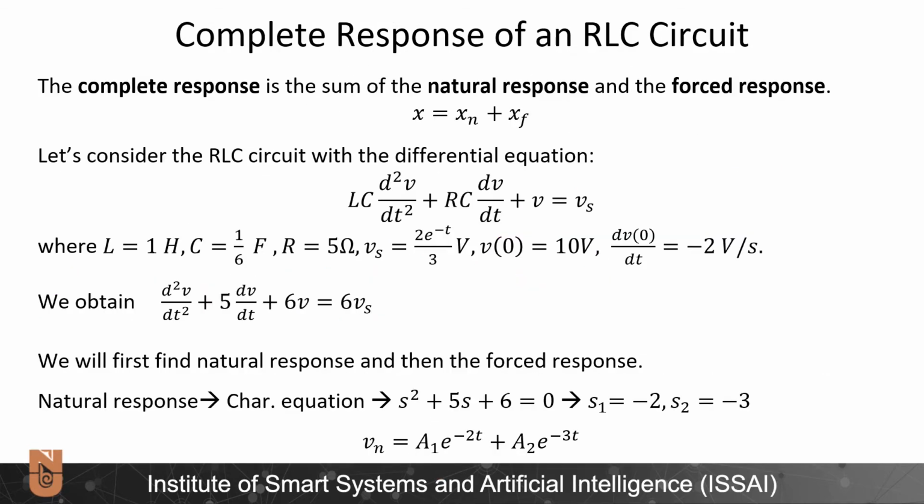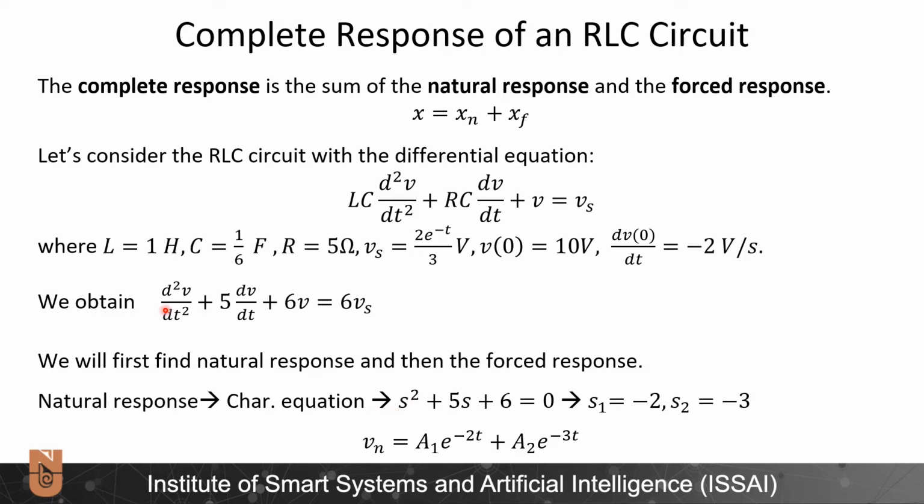Let's learn the complete response of an RLC circuit. The complete response is the sum of the natural response and the forced response. In other words, x is equal to xn plus xf. Assume that we have an RLC circuit with the following differential equation and with this set of parameters. If we plug in these parameters, we end up with the differential equation shown here: second derivative of v with respect to t plus 5 dv over dt plus 6v is equal to 6 times vs. We will first find the natural response.